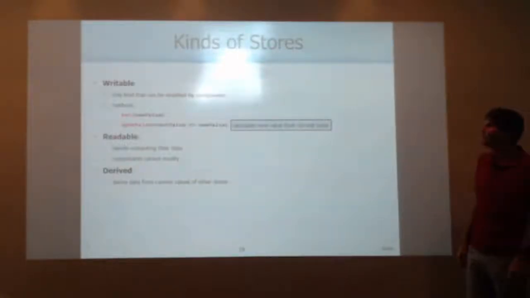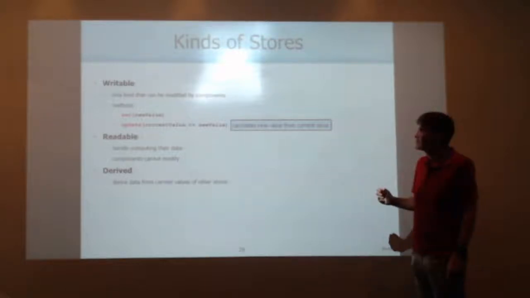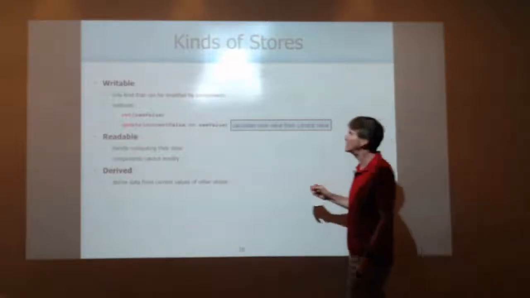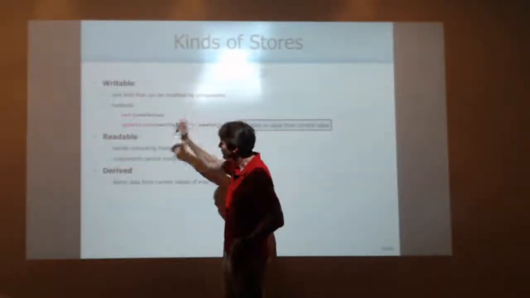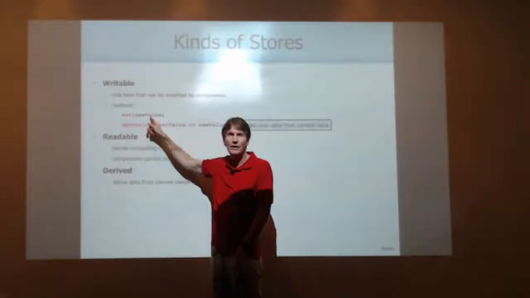So there are three kinds of stores you can create: writable, readable, and derived. Writable, as you might guess, means other components can get to the data, and they can change it too. And if they do change it, any other component that's using it is going to re-render and use the new values. So once I've created it, I can call set on my writable store and give it a new value.